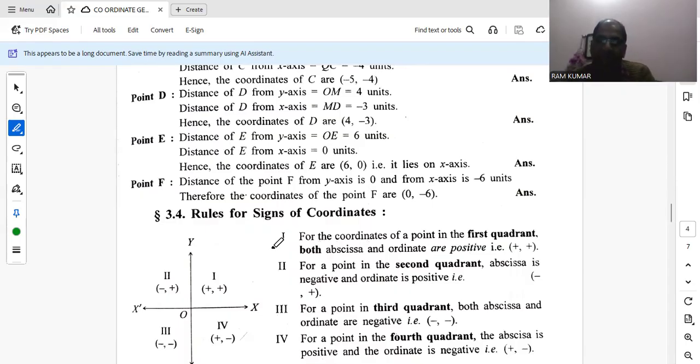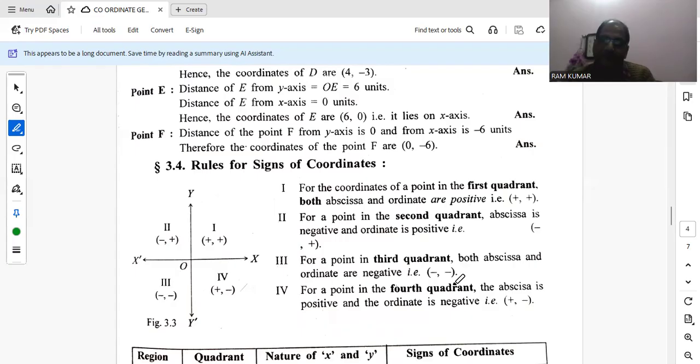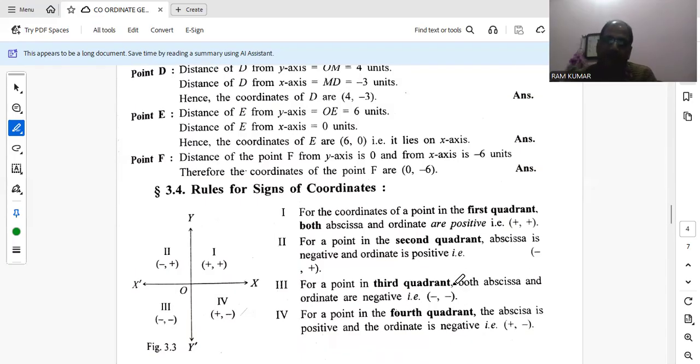For the coordinate of a point in the first quadrant, both abscissa and ordinate are positive. Before also I told you, in the first quadrant plus plus, second quadrant minus plus, third quadrant minus minus, and fourth quadrant plus minus. So in this way, you can decide by seeing the nature of a point, the given point will lie in which quadrant.